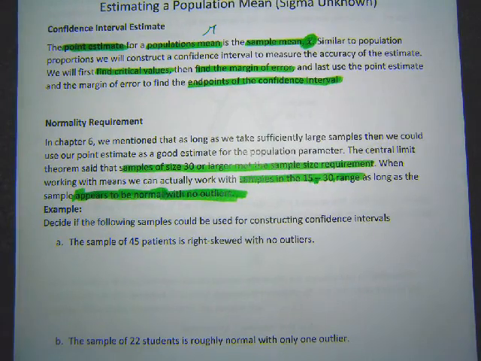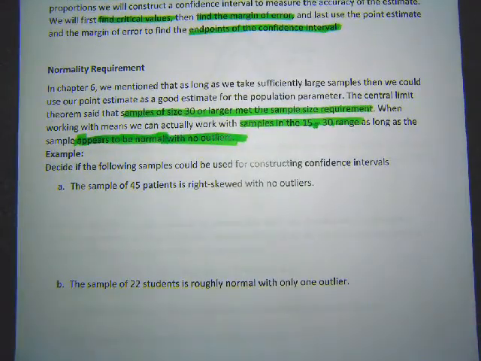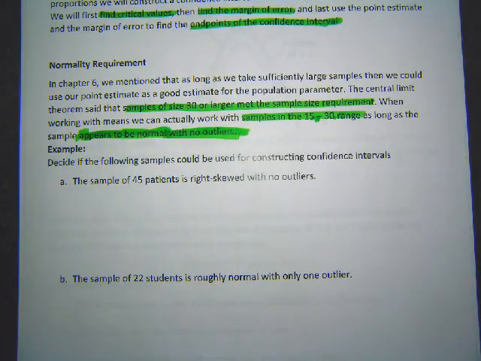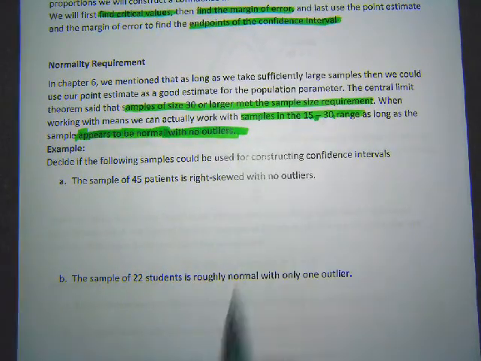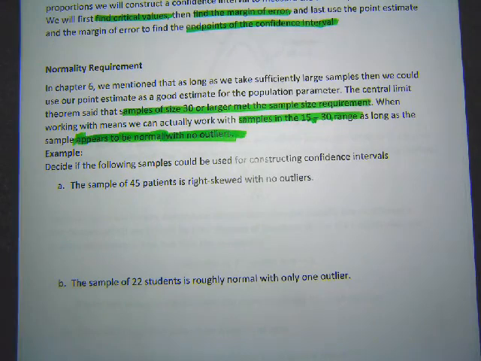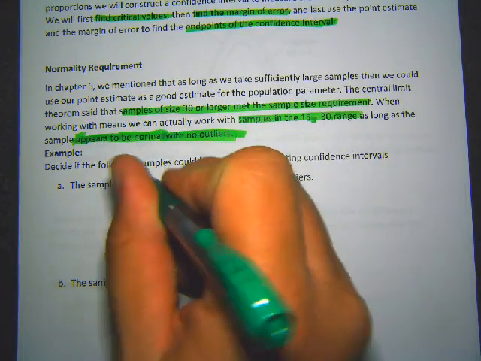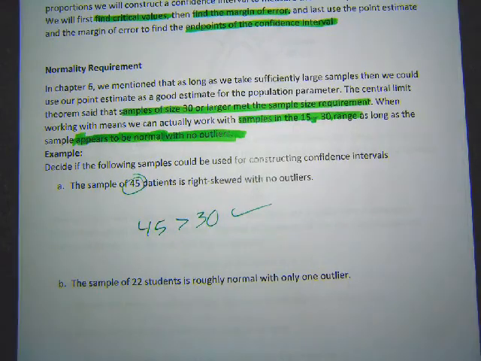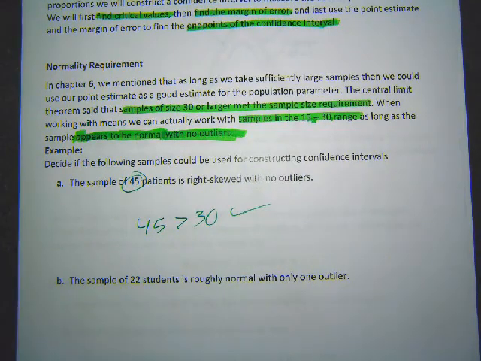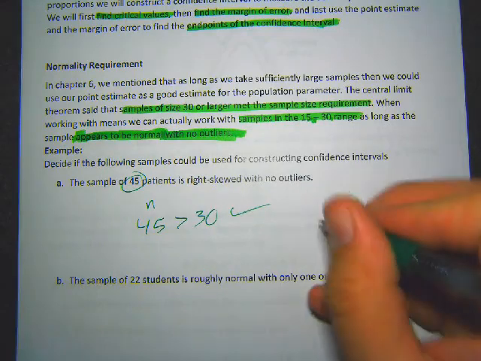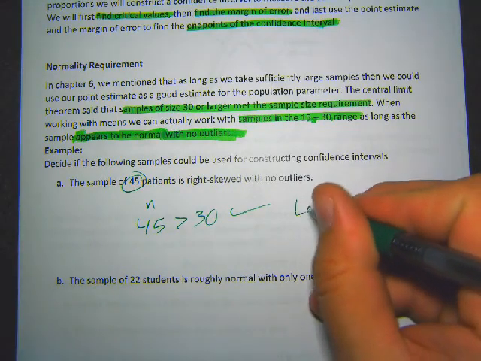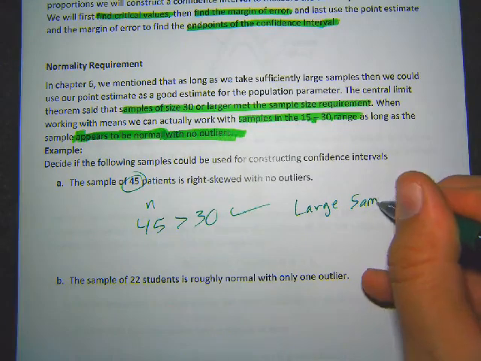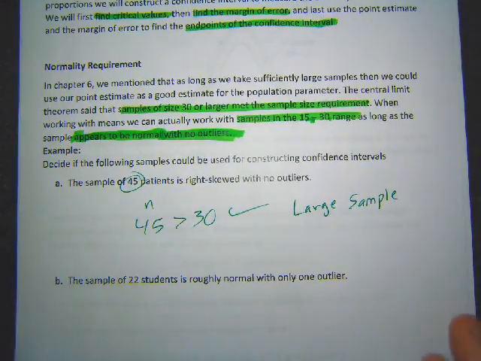So let's just look at a couple examples and decide if these would actually follow the requirements we need. So first off, we have a sample of 45. It says it's right skewed and there's no outliers, but that doesn't really matter because our sample is really big, right? Sample 45. So 45, that's bigger than 30. And that's all we have to check. As long as your sample n is bigger than 30, we're good to go. Large sample always works. And I know 45 doesn't sound that large, but as long as it's bigger than 30, it's a big enough sample.